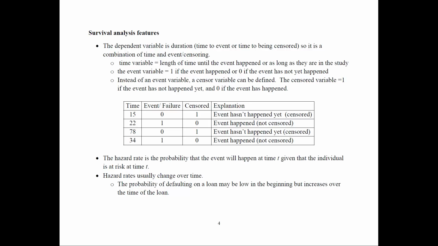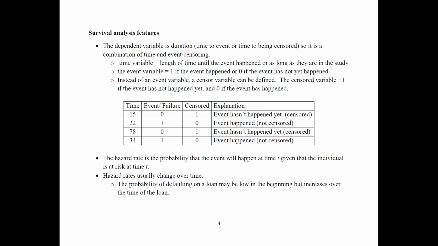So look at this table, and I completely made up those numbers just to show you. Each of the lines in the table would be a subject or a person. And suppose that the first person we tracked for 15 periods, and the event or failure hasn't happened to them yet during those 15 periods. And that's why it's a censored observation. So you see how we have completely opposite of event, failure, and censored. For the second person, we tracked them for 22 periods, and the event happened for them after those 22 periods, and therefore it's not censored because the event happened for them, and so on.